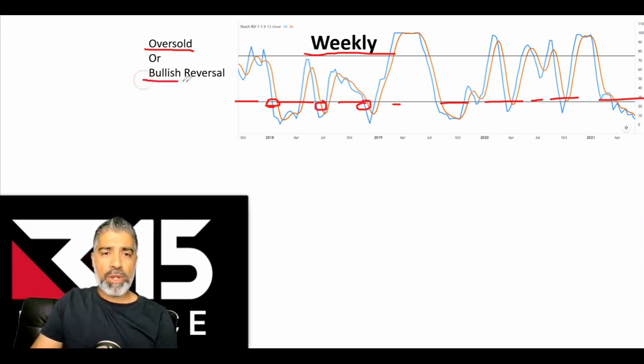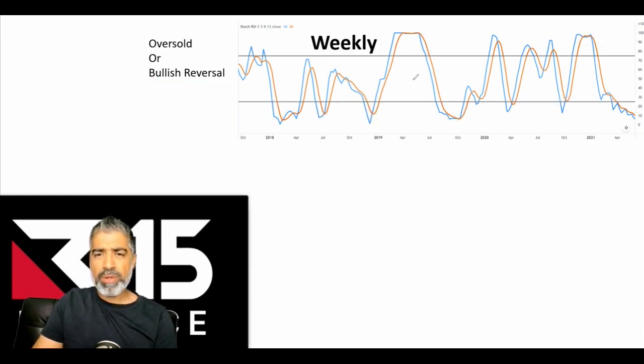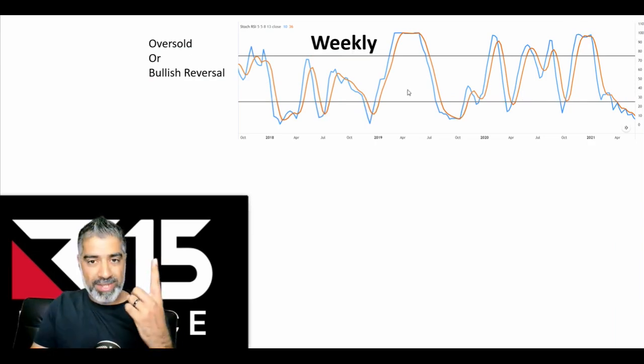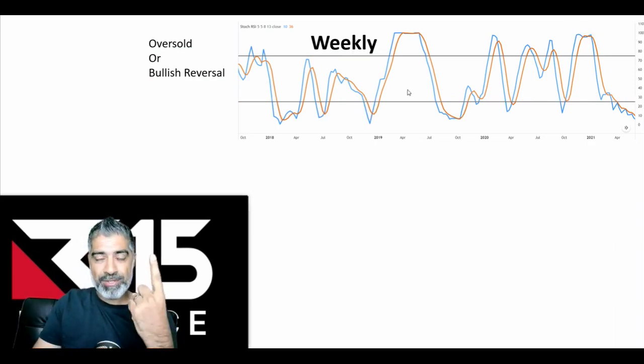And then if a bullish reversal occurs, it means the blue line goes over the red. The blue line goes over the red. Makes sense? So that's what we're looking for. That's one part of the equation. So we said dual, as in two time frames, the first time frame.